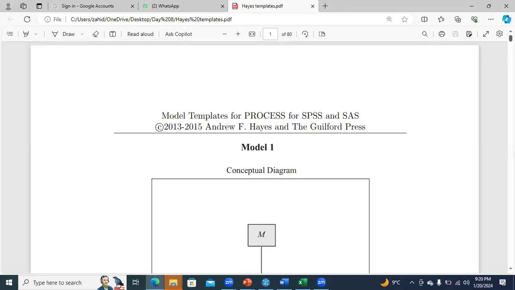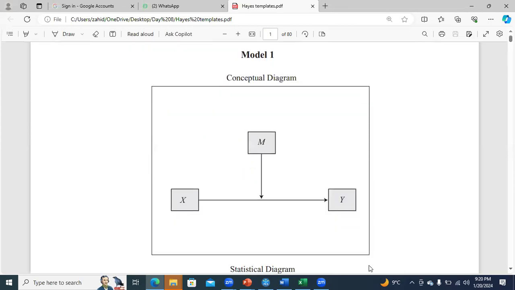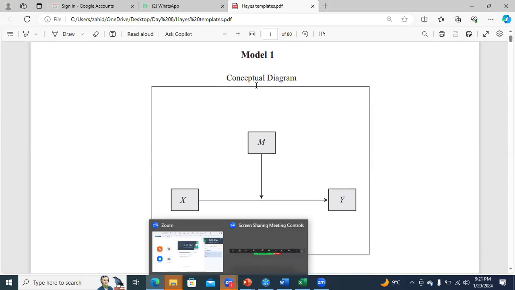Smart PLS. For example, this one was the simple moderation, but first, we need to see whether we have done this moderation or not.